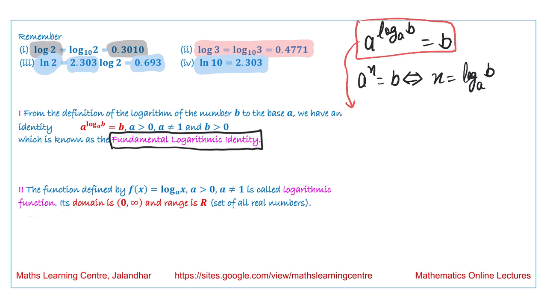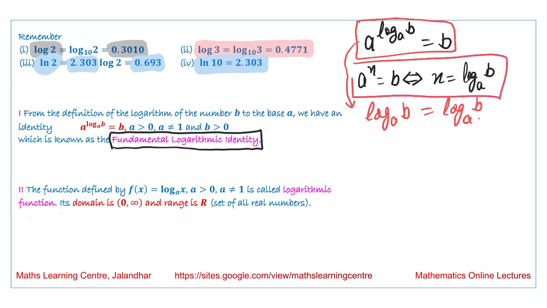This term is equivalent to the condition that log base a of b is equal to log b to the base a, and this is what we are saying over here. So we look at this definition, this condition over here. If we apply this condition, we get that this result is true. So this identity, a raised to the power log b to the base a is equal to b, is called the fundamental logarithmic identity.